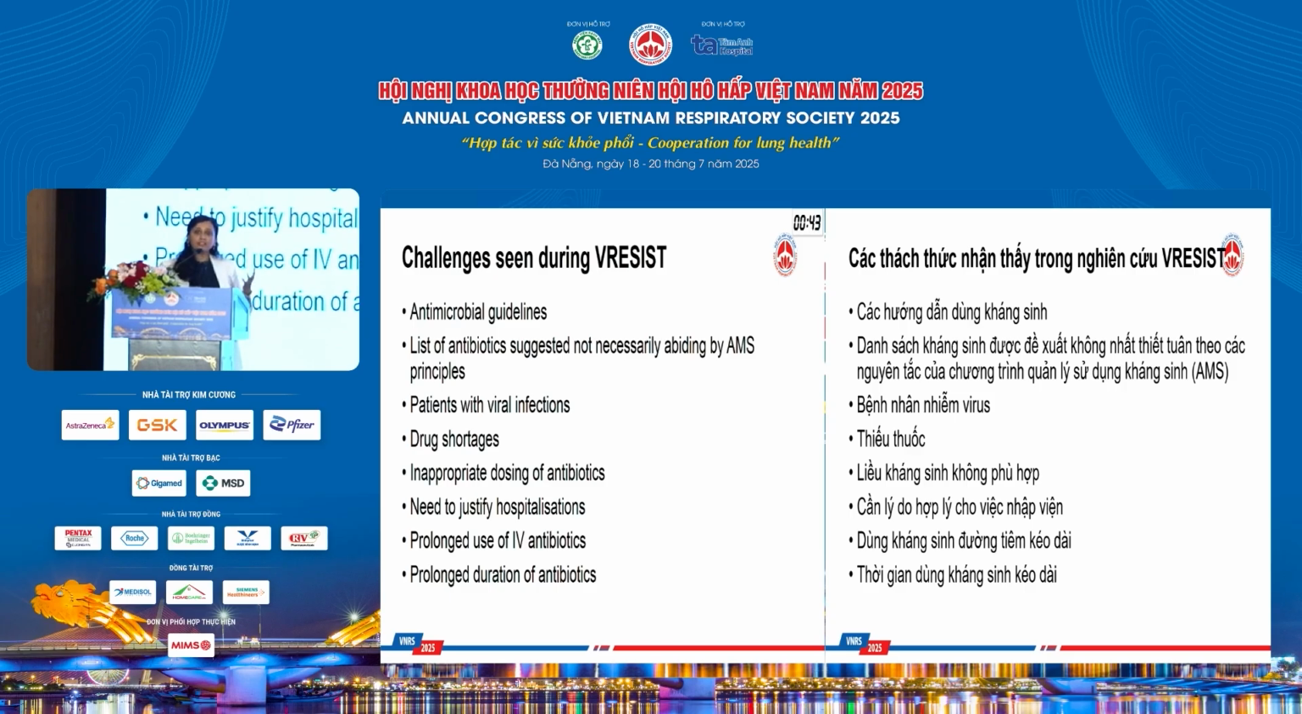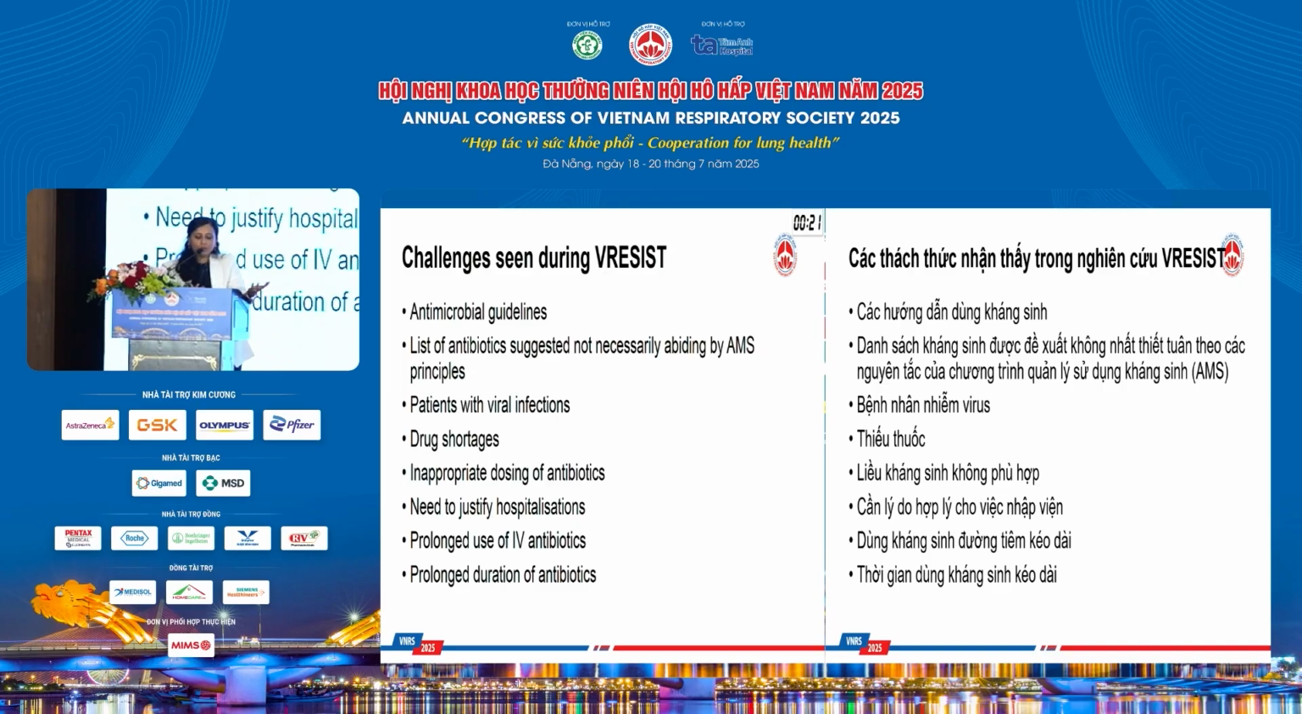The other thing is, in these guidelines, the list of antibiotics does not necessarily abide by AMS principles. You can have the most narrow spectrum all the way to the most broad spectrum all listed there. So as a healthcare worker, you don't know what to pick. You're going to pick the strongest one because you're worried. But that's not the right way to do that in AMS.